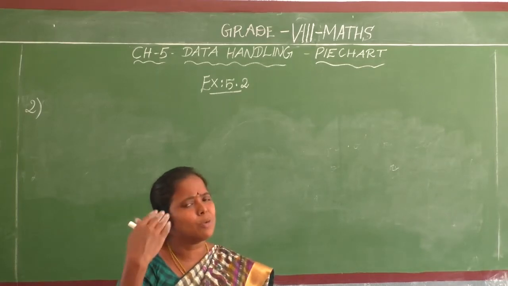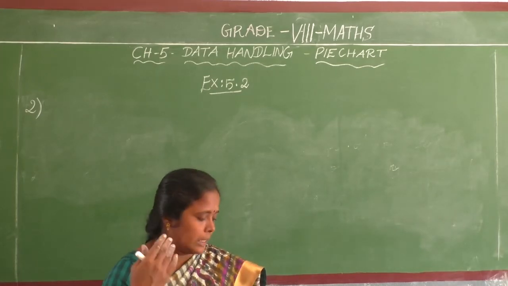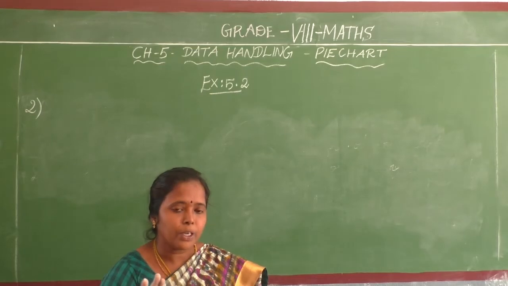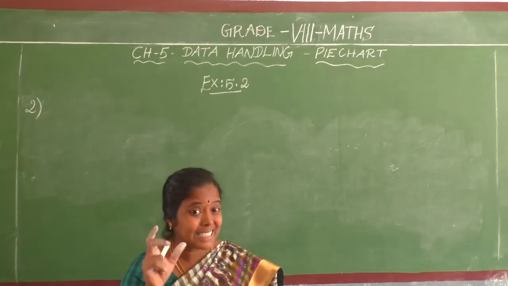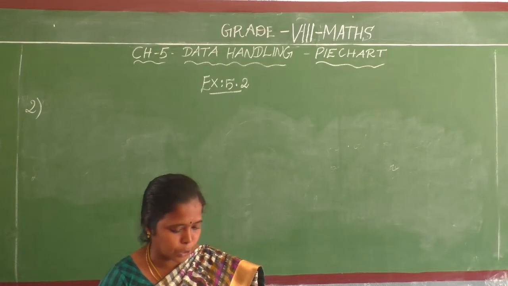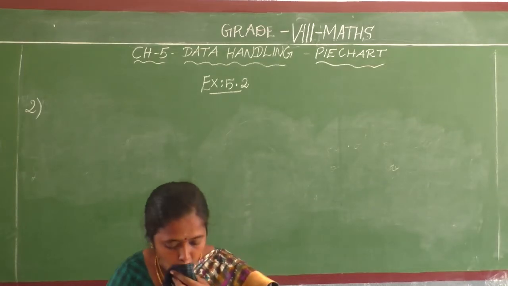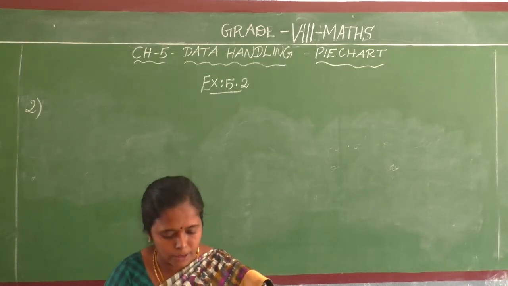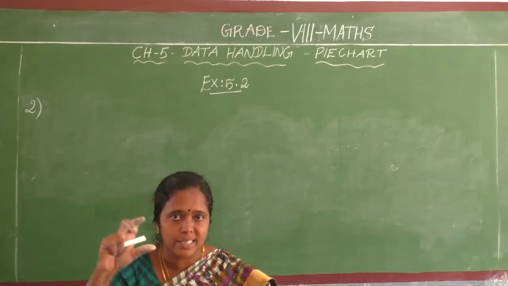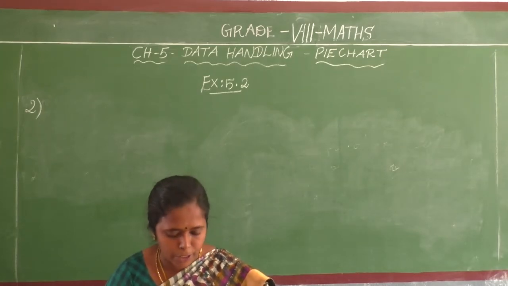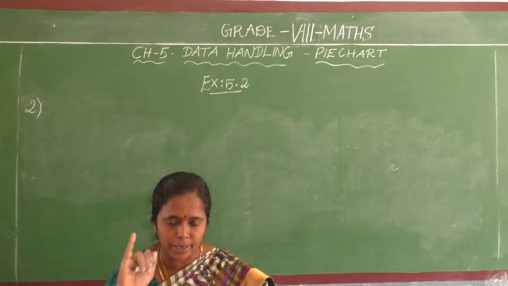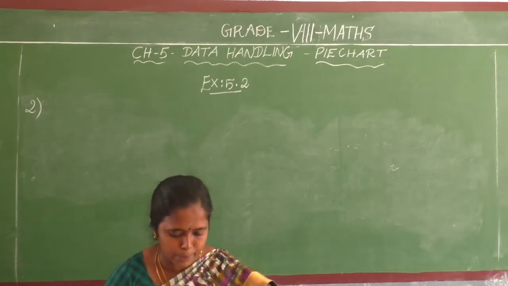See, what is the difference between the first question and the second question? In the first question, they didn't give the total number of people surveyed for a type of music. Clear? They just said a certain group of people. Here they specifically mentioned the total number of people. 360 people were surveyed for choosing their favorite season from the three seasons: rainy season, winter season and summer season.